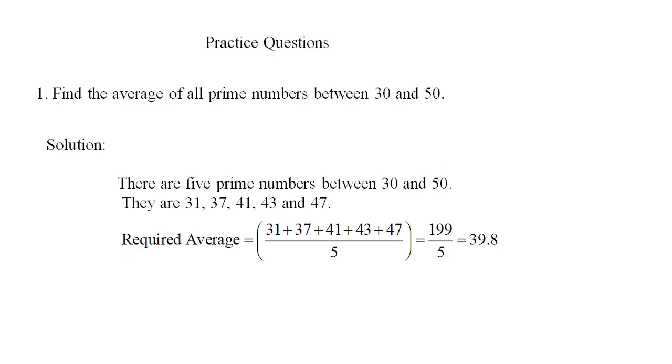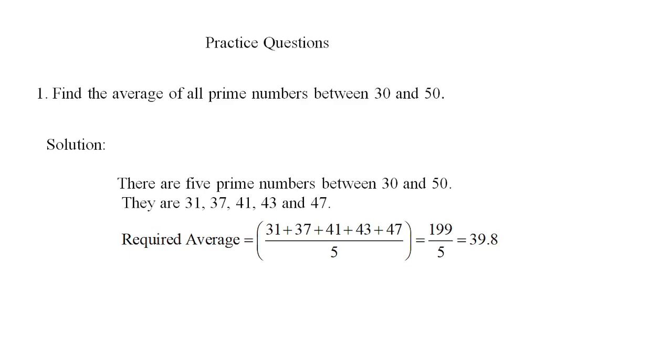Now, taking on the first question, find the average of all prime numbers between 30 and 50. तो क्वेश्चन बोला गया है कि 30 और 50 के बीच में जो प्राइम नंबर्स हैं उनका एवरेज कितना होगा. तो 30 और 50 के प्राइम नंबर्स, at first we need to know, we need to have the knowledge of prime numbers. What kind of numbers are called prime numbers? Prime numbers are those numbers which cannot be divided by any other number except one and itself.